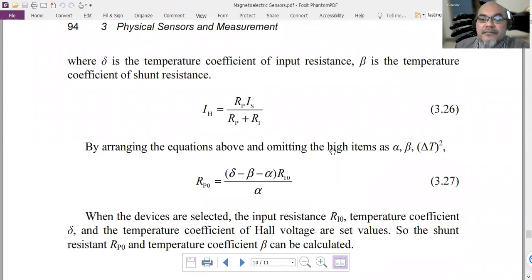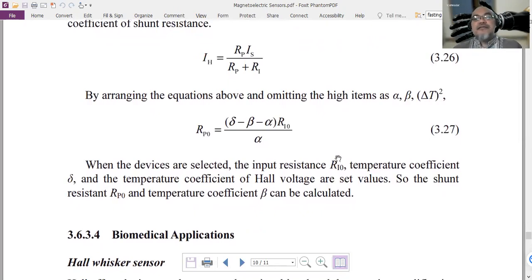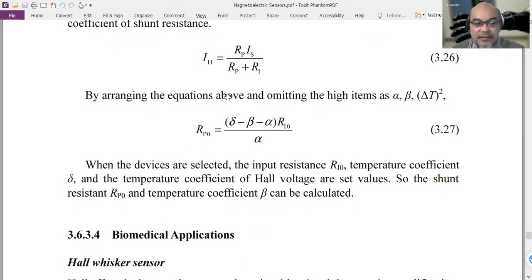And by arranging the equations above, we will have Rp0, the shunt parallel resistor, equal to (delta minus beta minus alpha) times Ri0 divided by alpha. So the input resistance Ri0 and the temperature coefficient delta are known, and the temperature coefficient of the Hall voltage is a set value. We can calculate the shunt resistance Rp0 as well as the temperature coefficient beta.